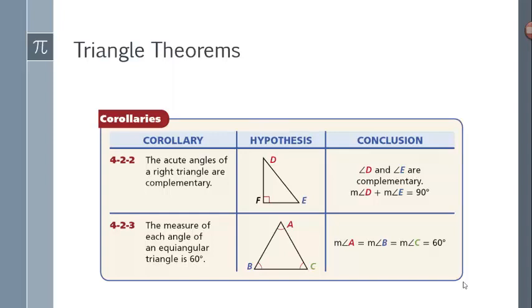And likewise, the measure of each angle of an equiangular triangle must be 60 degrees, because again, if all three of them add to 180, and we know that they're all equal, or they're all congruent, they must all measure 60 degrees in an equiangular triangle. So those come directly from the triangle sum theorem.